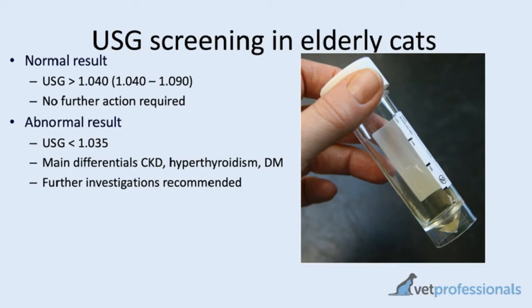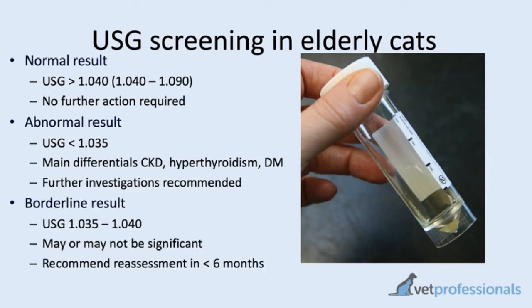If there's nothing like that, then a USG less than 1035, in my opinion, is typically abnormal for a cat and most frequently associated with illnesses such as chronic kidney disease, hypothyroidism, diabetes mellitus, or a combination of those, and very much on its own, I think, justification for doing further tests.